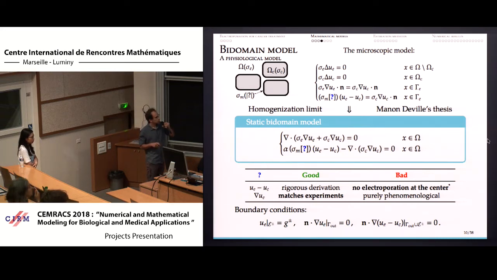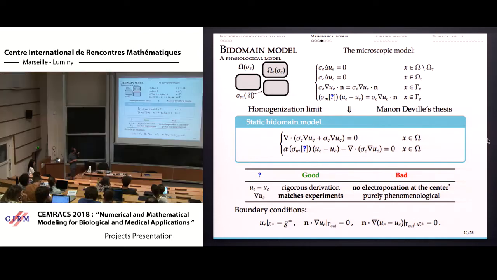A word about the boundary conditions. We still have no flux boundary conditions, and non-homogeneous Dirichlet boundary conditions are imposed on UE. Basically, the idea is that when you stick the electrode in the body, then you will destroy any cell, and then you will consider being only in extracellular medium.